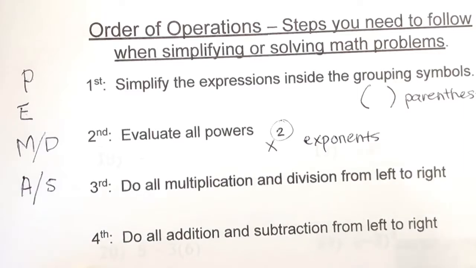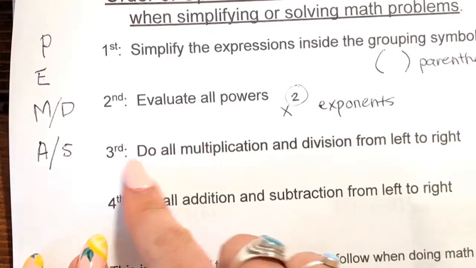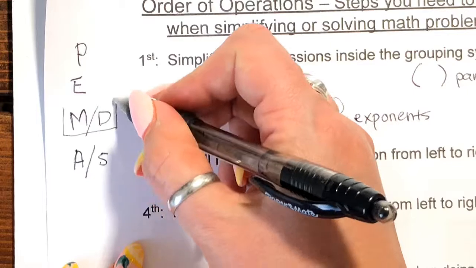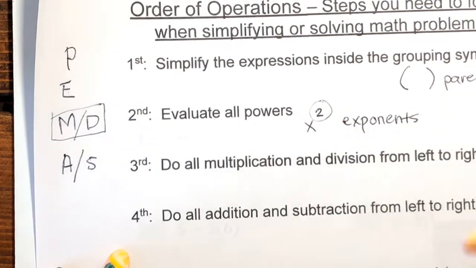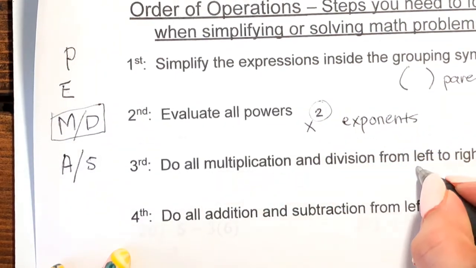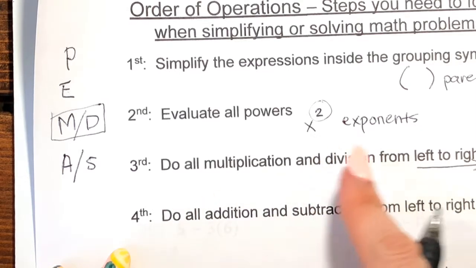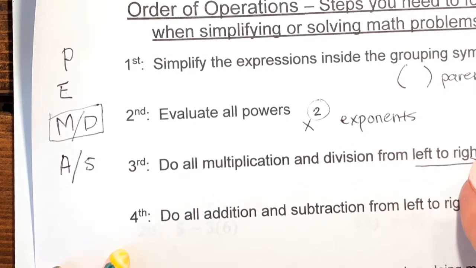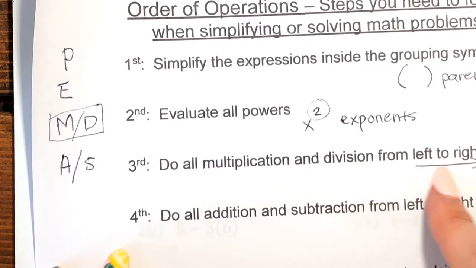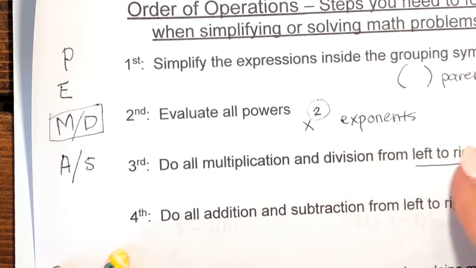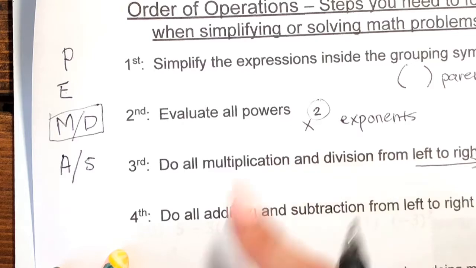Okay. And then do all multiplication and division from left to right. So notice the third step is multiplying and dividing. That's why I put the M and the D together right here. What you're going to do is move from left to right. So division could come first if it's on the left, and then the multiplication's on the right. We're always going from left to right, the same direction we read, whatever happens first, dividing or multiplying.